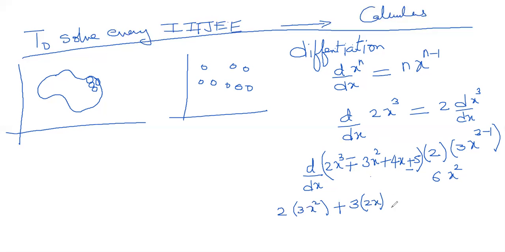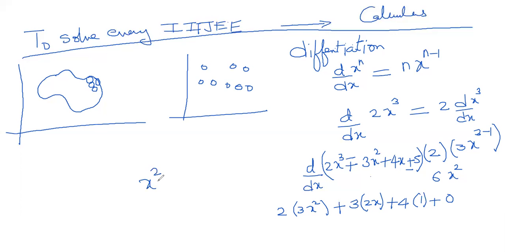2x, sir. 4 into d by dx of x is 1, plus d by dx of 5 is 0. Understood? Understood this now very clearly? How did this become 2x? Actually, the power is how much? What is the power? 2, sir.